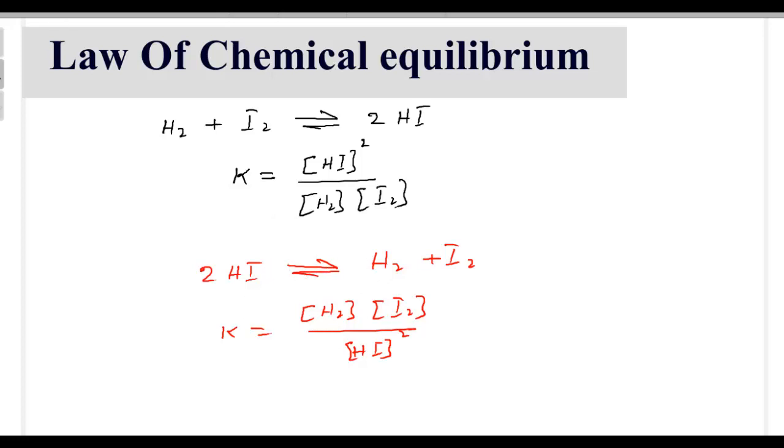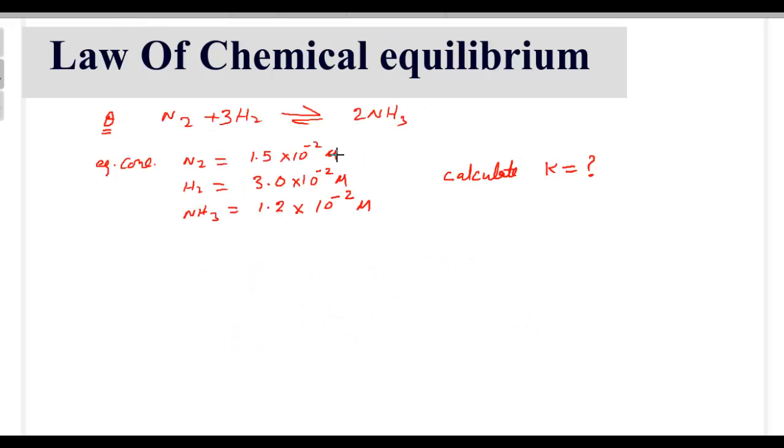Just for the sake of understanding, suppose the ratio comes out to be 4 here. What will be the equilibrium constant for the reversed reaction? It will be 1 over 4, isn't it? So if you have a particular reaction and you reverse it, the new equilibrium constant will be 1 over the previous equilibrium constant. Correct?